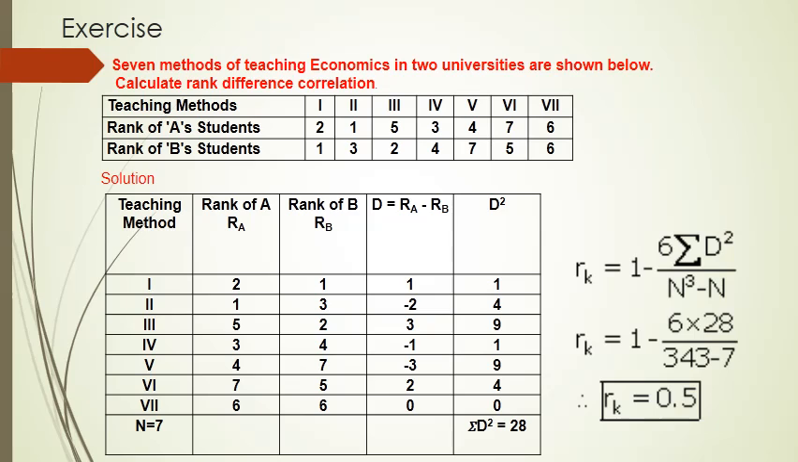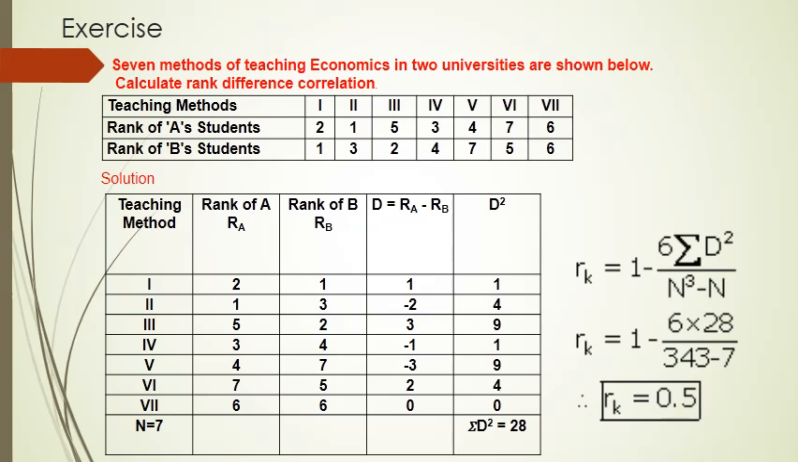So let us do the exercise so that it will be easy for you to understand. The question is: the ranks of 7 methods of teaching economics in 2 universities are shown below. Calculate the rank difference correlation. The methods are given: first, second, third, fourth, fifth, sixth, seventh. University A and university B are there, and you can see the rank of A students and the rank of B students. When the first method is used, it is rank 2 for A students and rank 1 for B students. For the second, for A it is 1 and for B it is 3.